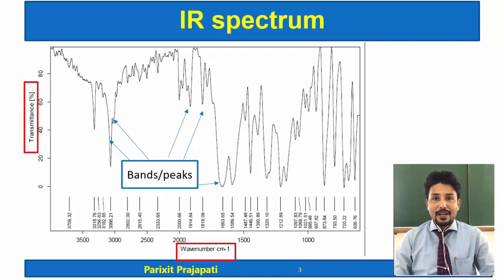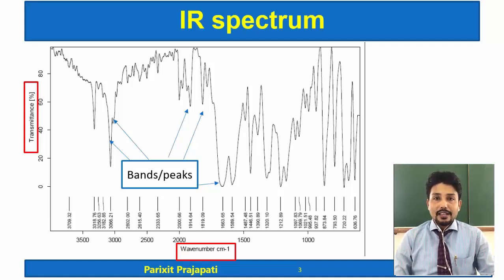In bending also, in plane bending, out of plane bending, as well as this kind of vibrations depends on whether the structure is linear or non-linear. If structure is linear, then 3n minus 5 fundamental vibrations are there. If structure is non-linear, then 3n minus 6 fundamental vibrations are there. Any molecule containing the covalent bond will have this many fundamental vibrations. So they absorb IR radiation and they can give this many absorption bands. So that makes IR spectra somewhat more complex.